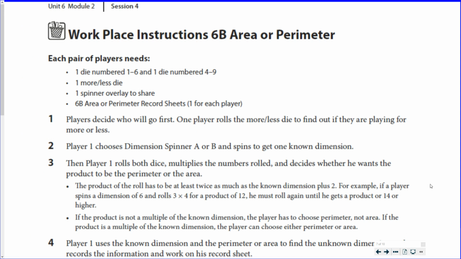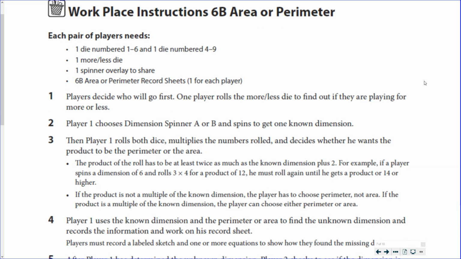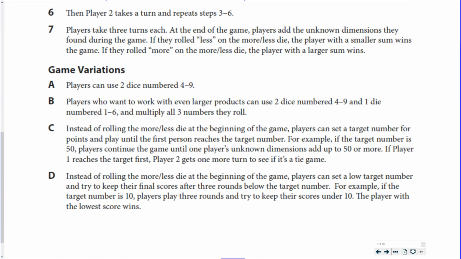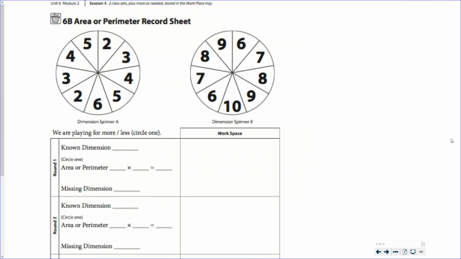All right, I am now going to introduce you to our workplace station 6B. It's called 6B or perimeter, and here are the instructions. Did you get all that? Good. All right, that is a lot of mumbo jumbo on those instructions. What I find best is just to go ahead and try to explain it to you, and you guys can understand it as we play it together.